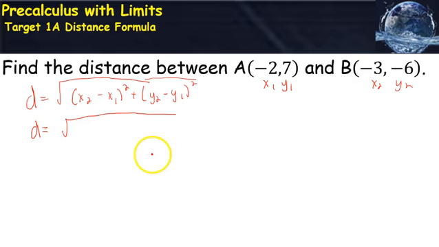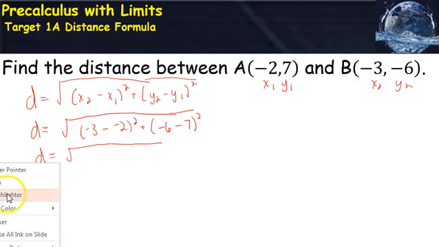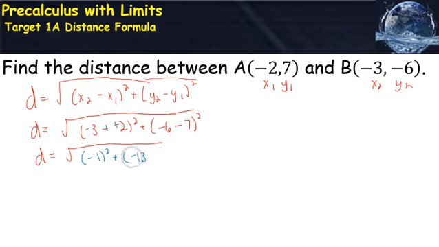So x sub 2 is negative 3 minus x sub 1, which is negative 2 squared, plus y sub 2, which is negative 6, minus y sub 1, which is 7 squared. And this turns into a positive, the minus and minus here. So it's negative 3 plus 2, which is negative 1 squared. And then negative 6 minus 7 is negative 13 squared.